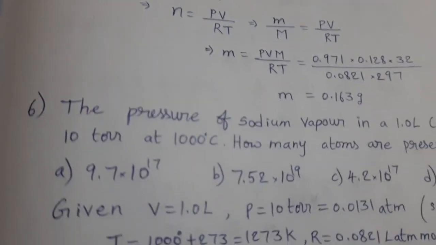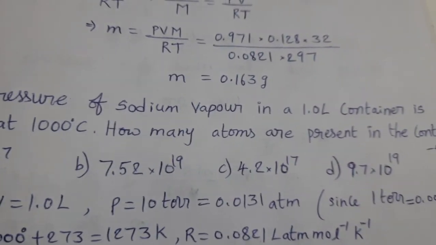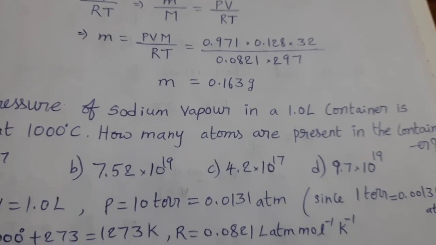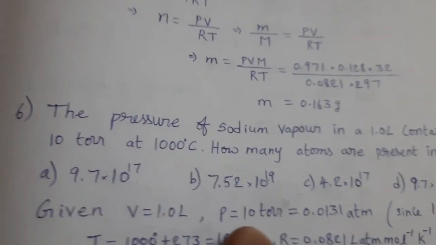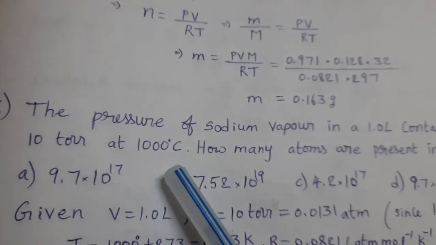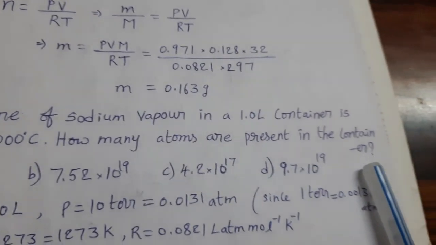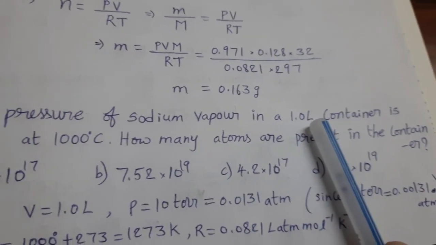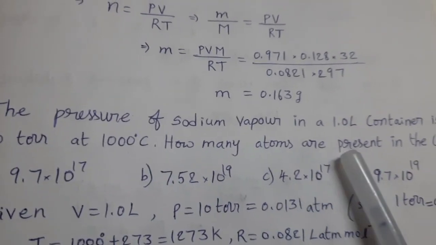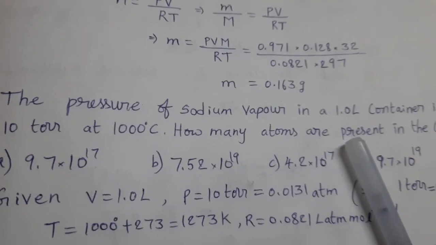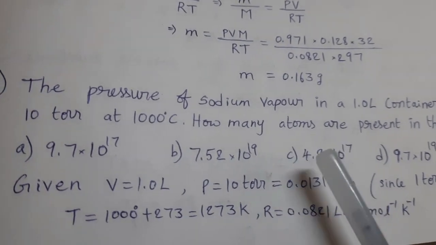Okay. Next, the pressure of sodium vapor in a 1.0 liter container is 10 torr at 1000 degrees Celsius. How many atoms are present in the container? Volume is given, temperature is given, pressure is given, number of atoms we should find out. That means we have to find out number of moles. From that we can get our required answer.